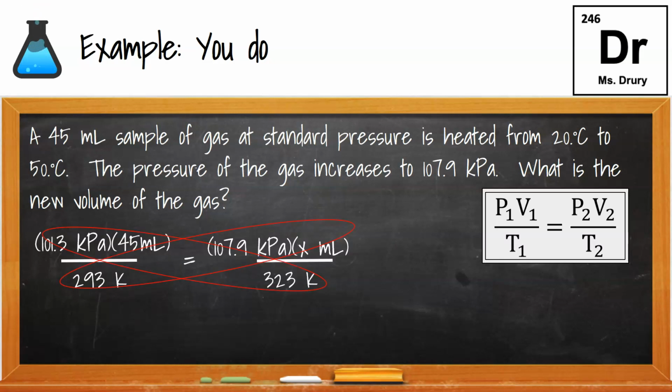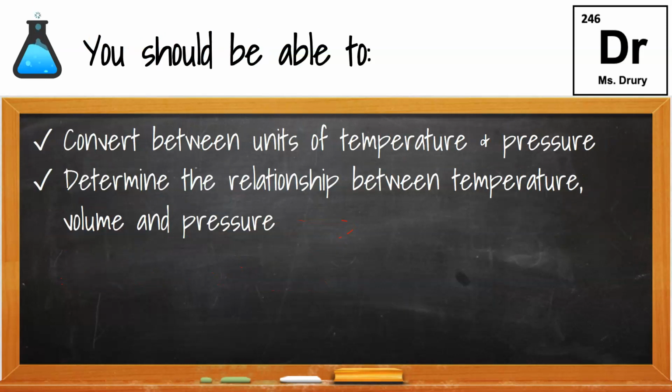When you cross multiply, you have to multiply the three numbers that are in a row, 101.3, 45, and 323, and divide by the pressures, volumes, and temperatures that were with the x. So divide by 107.9, and also divide by 293. Our answer came out to be, with sig figs, 47 milliliters. That shows that the volume went up a slight bit. At this point, you should be able to convert your units to make sure they're matching and in Kelvin, so you can calculate the pressure, temperature, and volume of any gas.